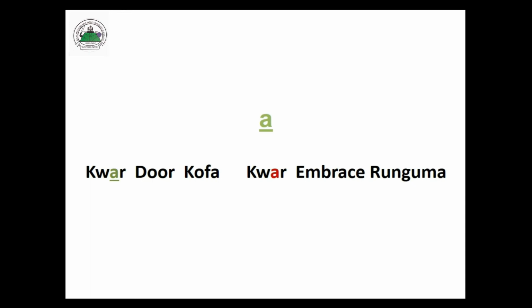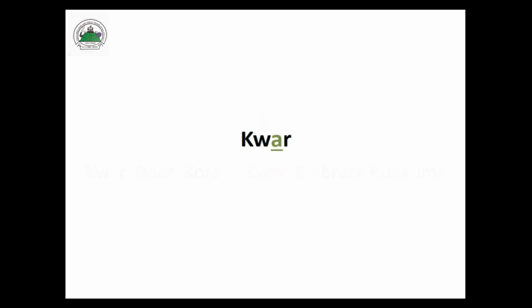As you can see, they are colored red in the word kwar, which means embrace in English, runguma in Hausa. Now, underlining this vowel alone has given it a different sound. So we're going to do the word drill on the word quer so that we get the right pronunciation of this vowel. Quer. Now let's take away R. We have que. And when K is removed, we have w. Now let's take away W.